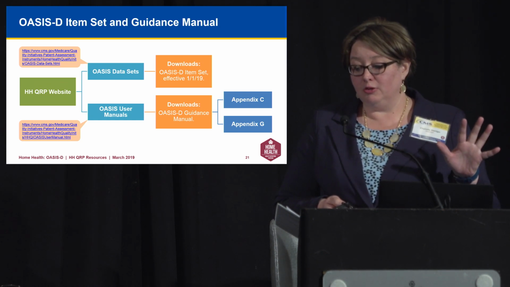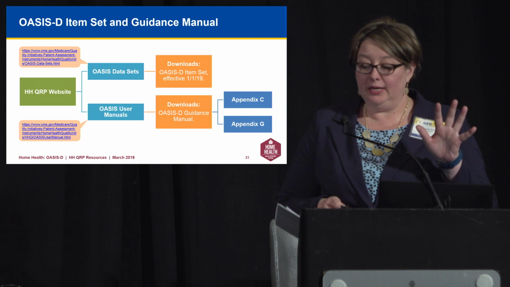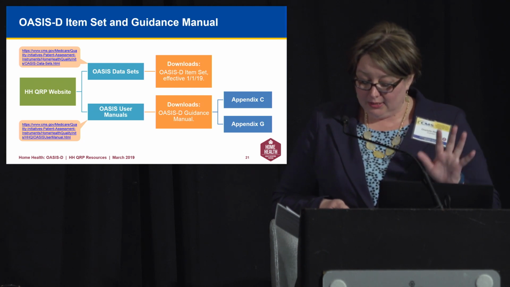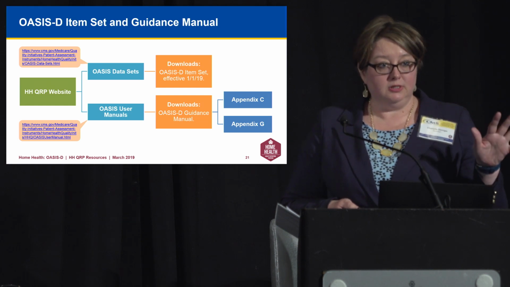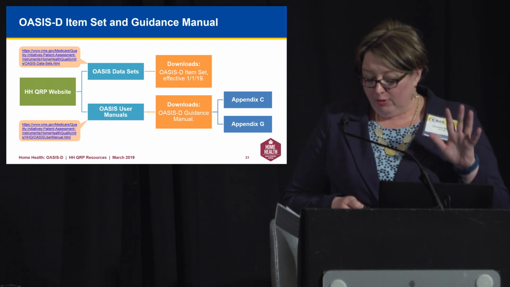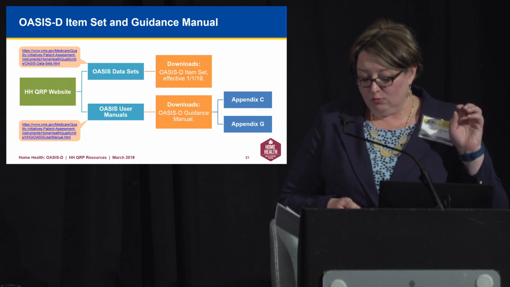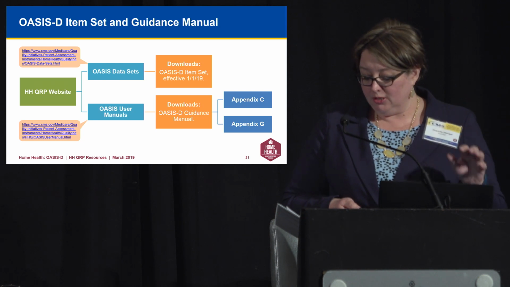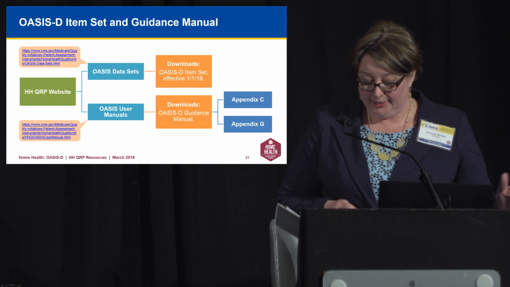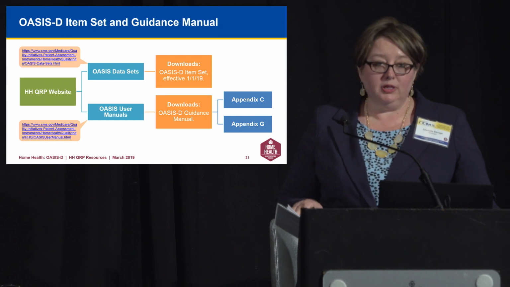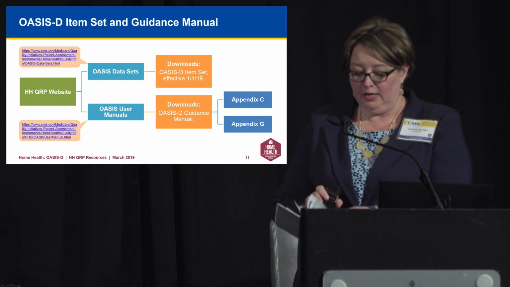And then within that user manual, you're going to see Appendix C and Appendix G. C is where you have the listing of the items, the time points, and the uses for those items. And then G is the actual change table outlining all the revisions, additions, and removals found in the OASIS-D data set. You know, really seeing how different it is at this point.